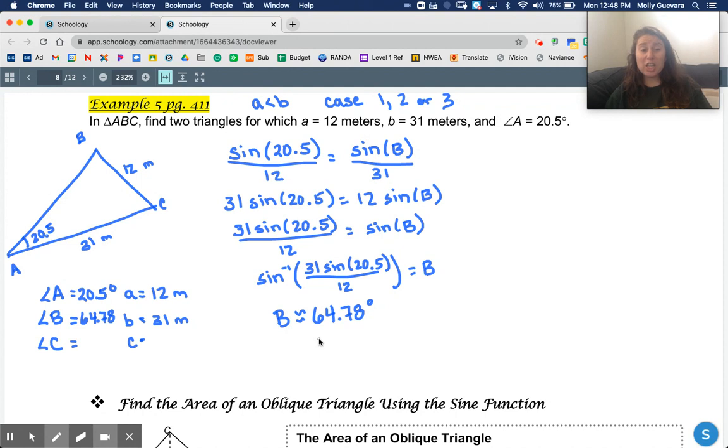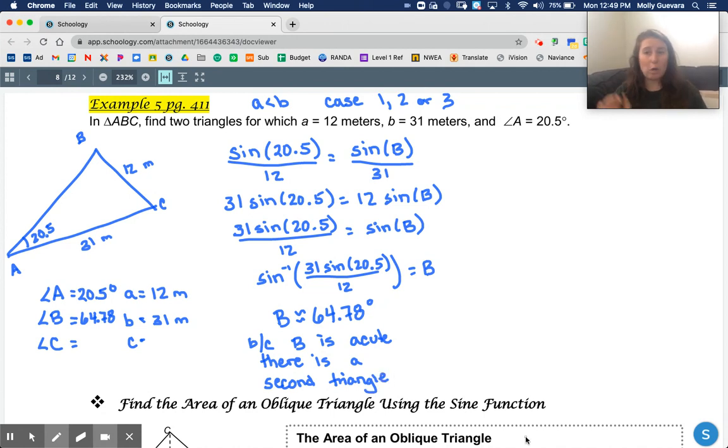Because this is an acute angle, okay, there is another triangle. There is a second triangle that works here. So because B is acute, there is a second triangle. But before I find the second triangle, I'm going to do all the work for the first triangle, okay? So this is just the first triangle.